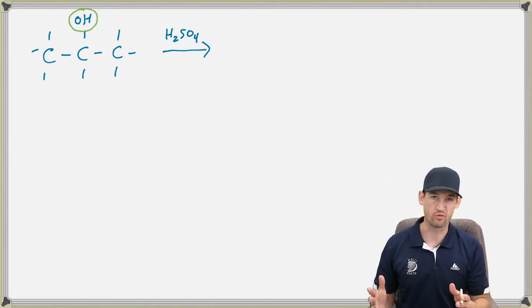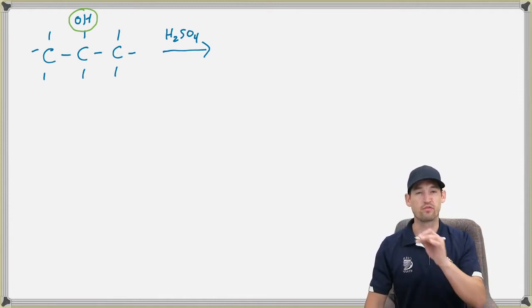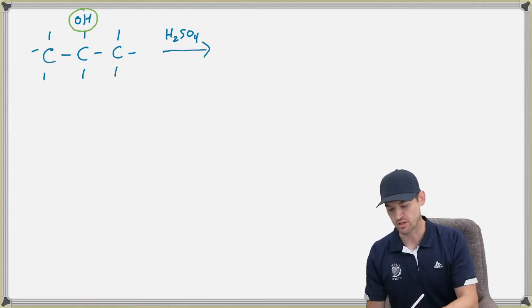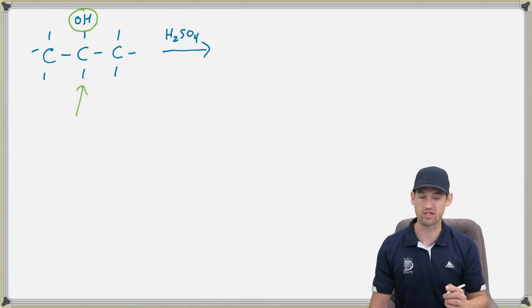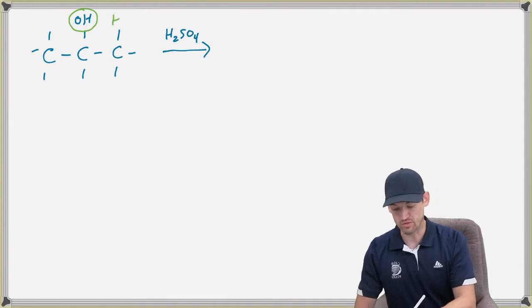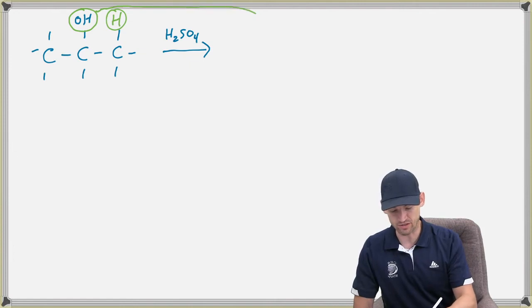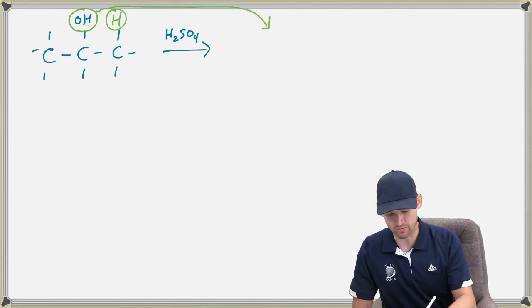It's going to come off before one of the H's. But we also have to remove something from an adjacent carbon. So I can't remove that H. That's not an adjacent carbon. That's the same carbon. But I could remove an H from here, and those two together are going to form a molecule of water.